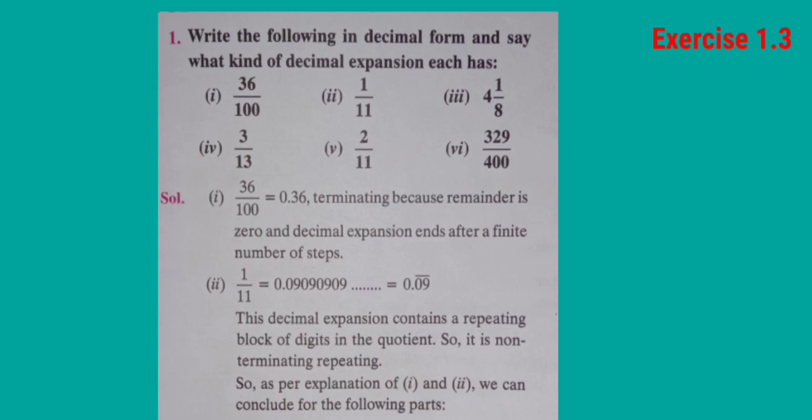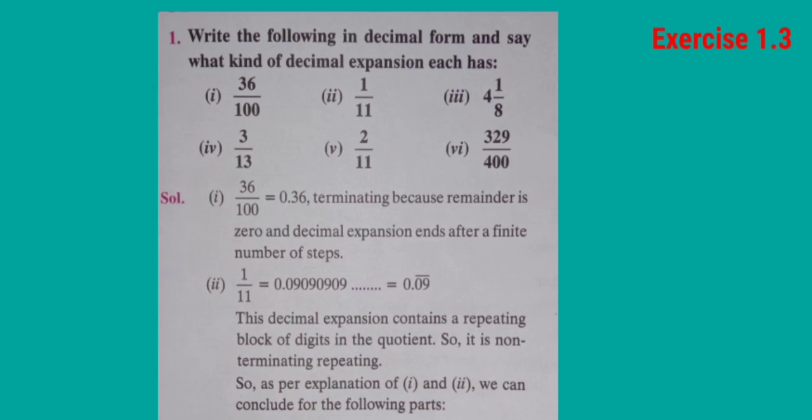As in question number 1, 36 upon 100, we will divide 36 by 100 and we will get the answer as 0.36. It means this division is over, so we will say it has a terminating decimal expansion. Okay, now see part second.